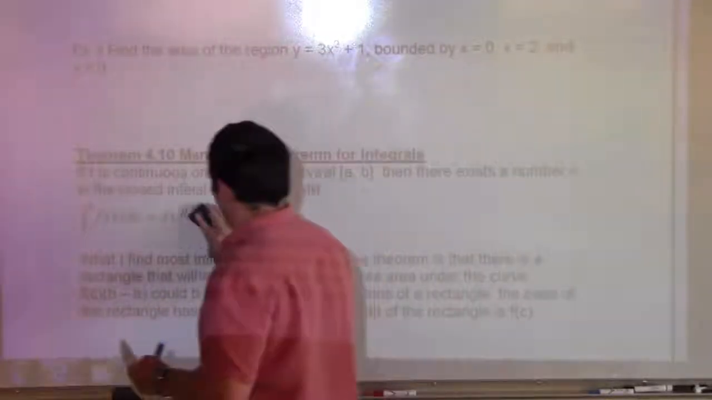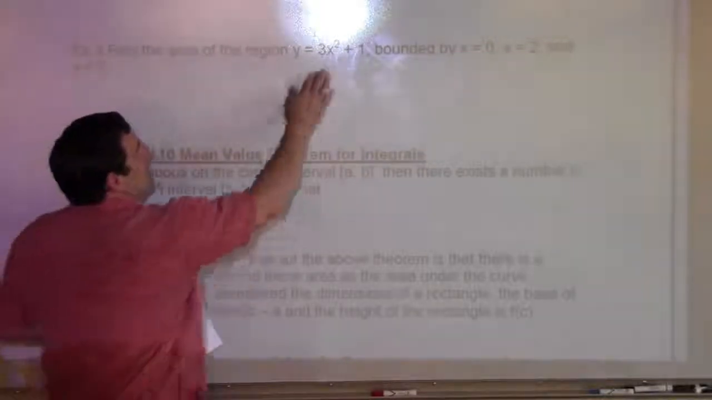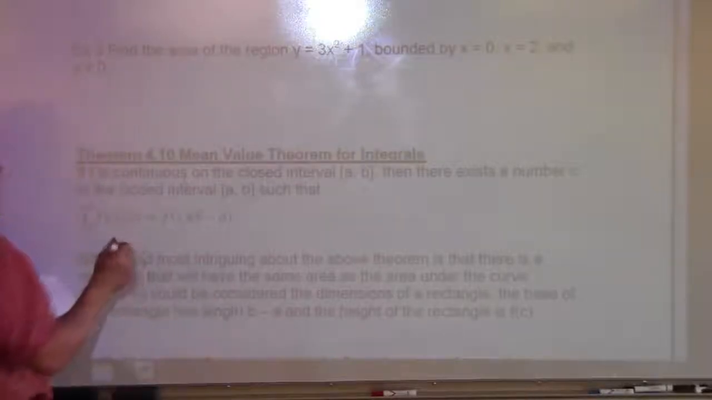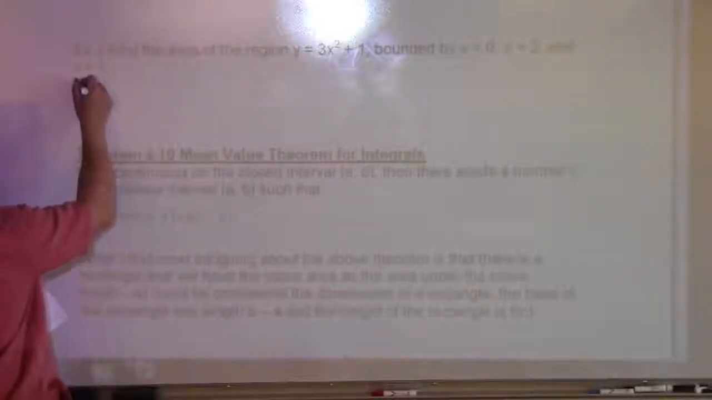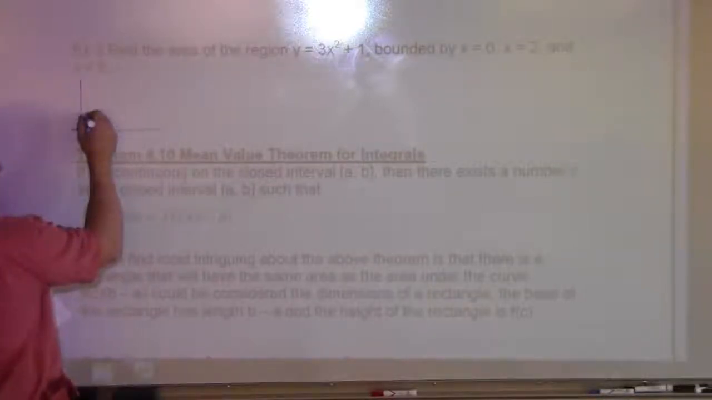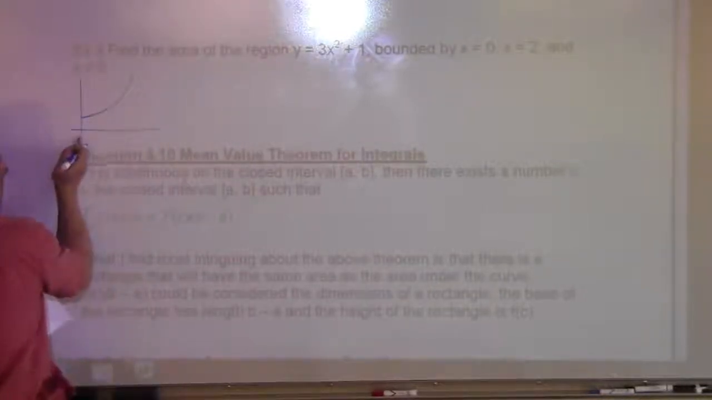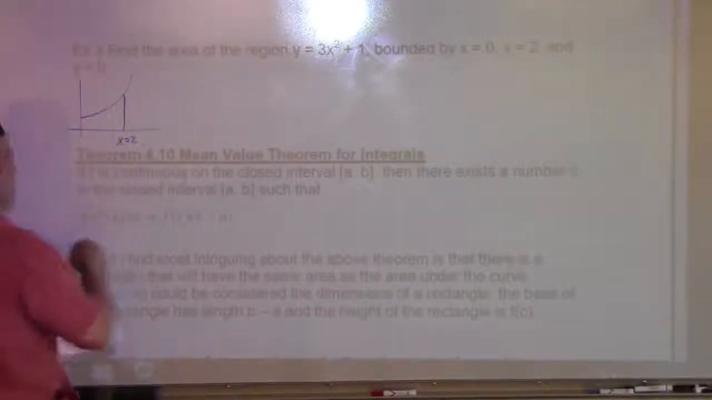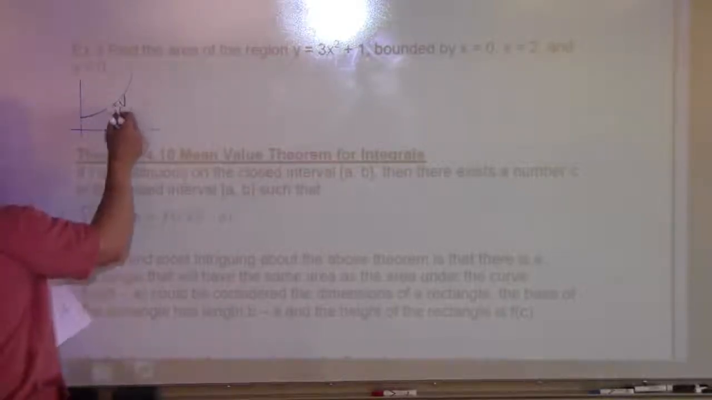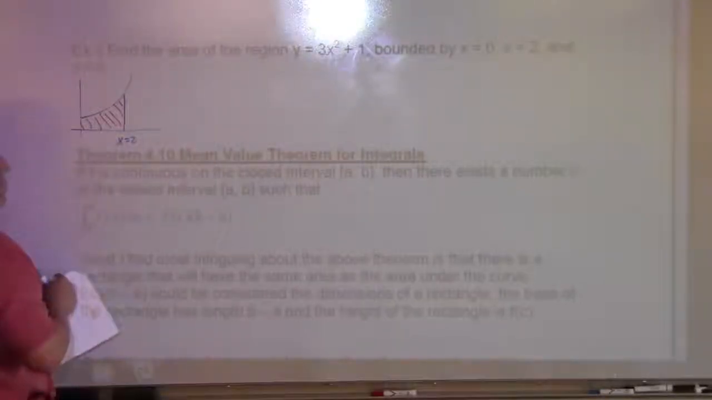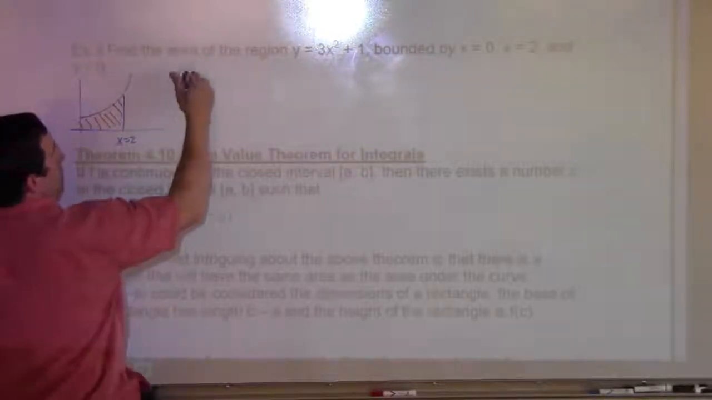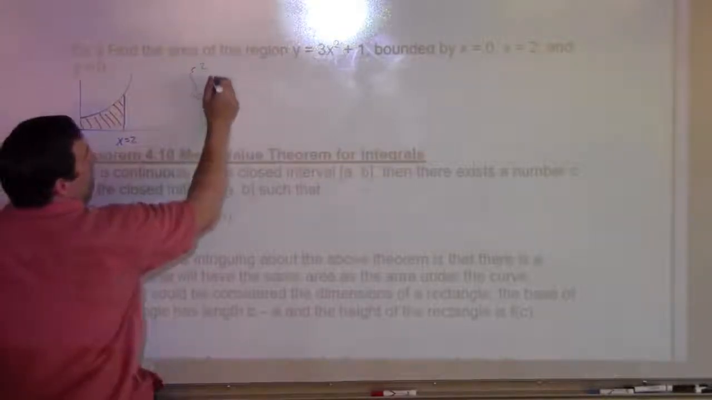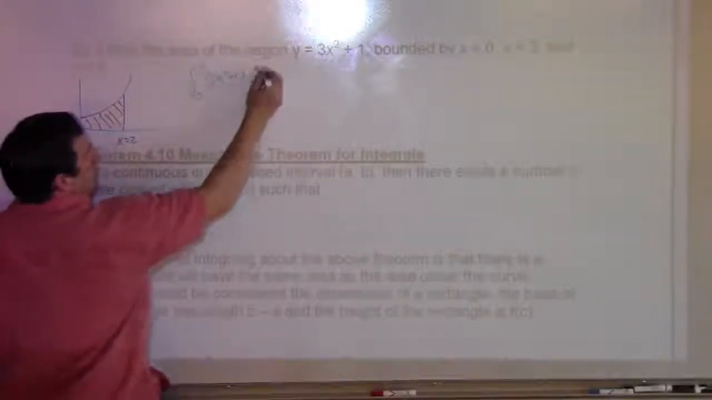It's asking for the area of the region bounded by y equals 3x squared plus 1, bounded by x equals 0, x equals 2, and y equals 0. So in this, we're talking about a shape like this, bounded by x equals 0 to x equals 2. So this region under the curve. It's going to be the integral from 0 to 2 of 3x squared plus 1 dx.